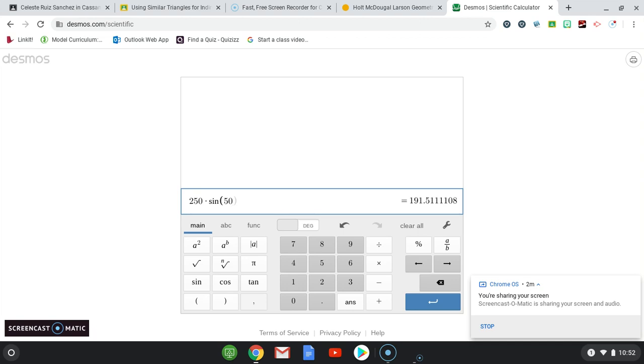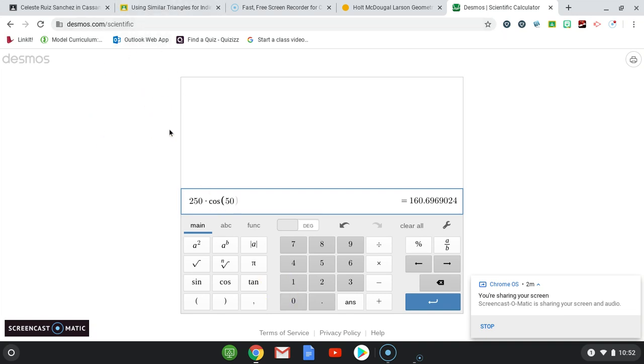And then we also did that for cosine, so I'm going to clear that out and do 250 times the cosine of 50 degrees. And that's how we found the horizontal distance of the boat, which was 160.7 feet. So I am going to send you the link to this calculator.